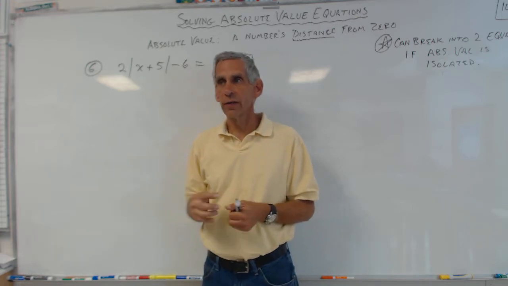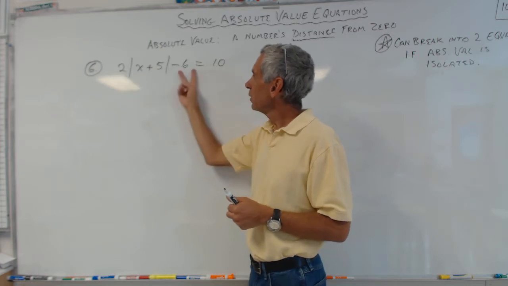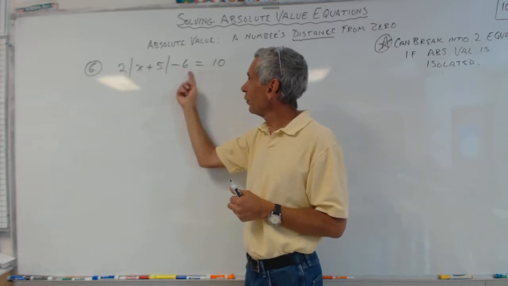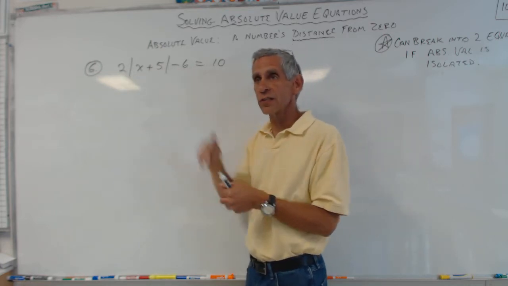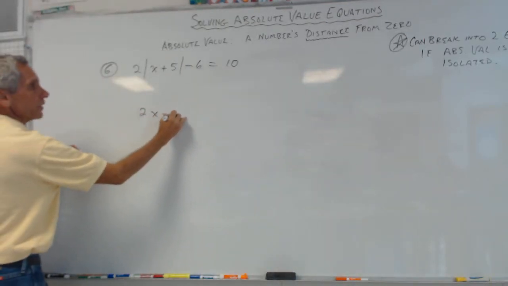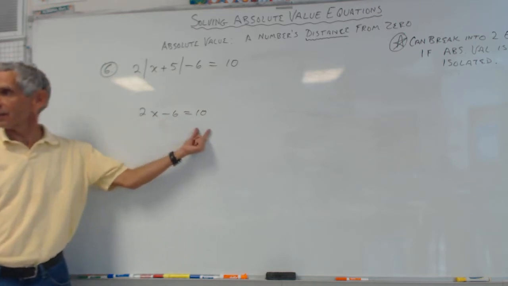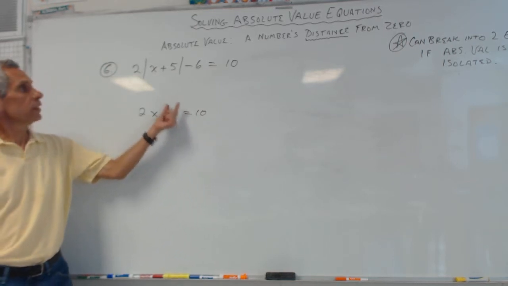You do the 2. You could, but I would recommend you get rid of this first. Just like if I gave you this equation, 2x minus 6 equals 10, what would you do first? You would add the 6. Does that make sense? Because then you get weird stuff.